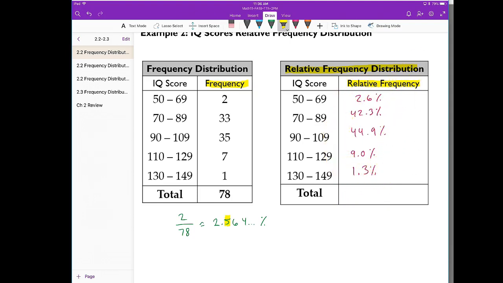We'd always get 100%. Sometimes because of rounding, if you were to add up all these percentages, you may be a little bit off. And in fact, if you added up all of these, you'd get 100.1%, which is okay. Because of rounding, you may be slightly above or slightly below, depending on certain things. So that's relative frequency.